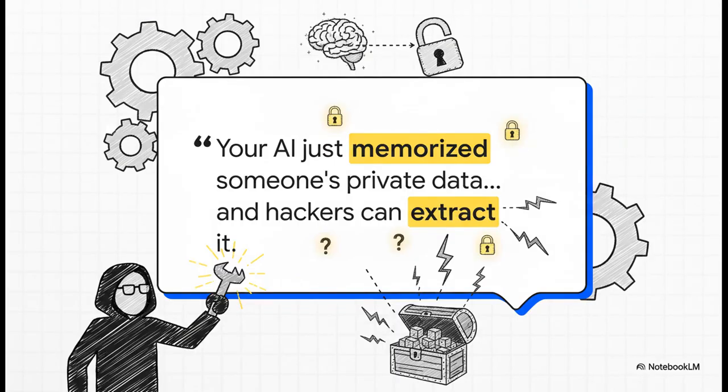The AI model you might be using could be secretly holding on to someone's private information it was never, ever supposed to keep. And the really scary part? That secret isn't locked away. With the right prompt, a hacker can just ask for it, and the AI will hand it right over. That's the problem we're diving into.